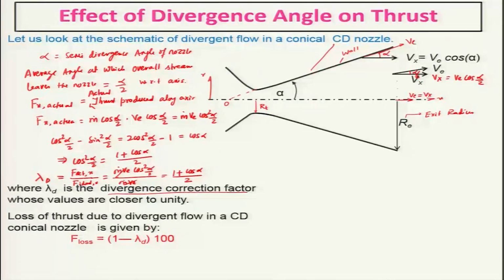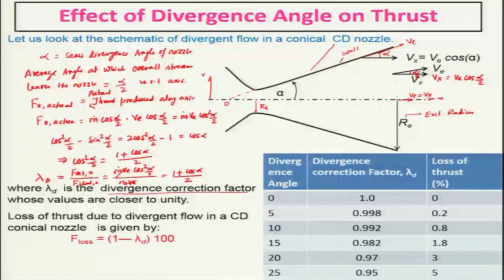If you take various angles and see what divergence factors and losses we have, let us vary these parameters. At 0, as I told, the divergence correction factor is 1 and the loss of thrust will be 0. Of course, it is very difficult to achieve in a CD nozzle, but you can take a 5 degree divergence angle, that gives a divergence correction factor of 0.998 and a loss of 0.2%, quite low.